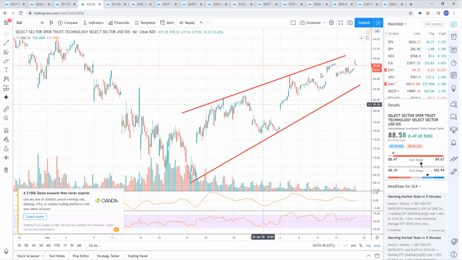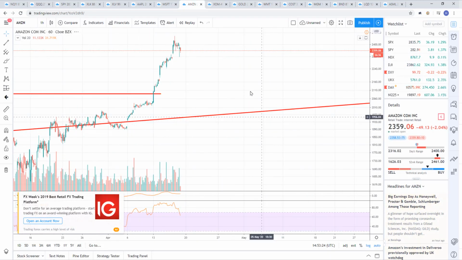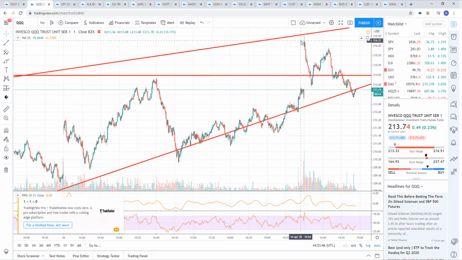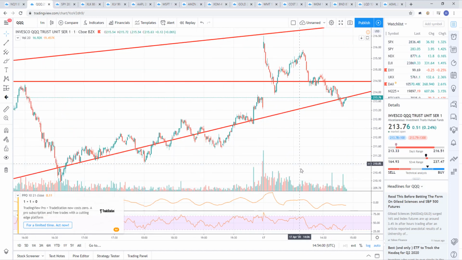XLK, tech sector, is still in the wedge, so no sell signal there. Amazon. This is something interesting I was thinking about, and this plays into the fundamentals. If the news is so bullish that the market's gapping higher based on the fact that maybe the economy is going to reopen and they're going to find a cure, that's what the market was trading on last night. It gapped up based on hope that the economy is going to reopen, businesses are going to come back, they're going to find a cure, and everybody's going to go back to work, et cetera. I think that's hope, just not reality.